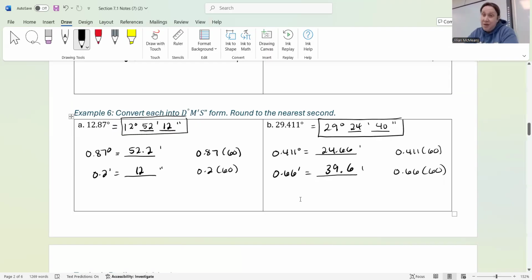So again, we're not really going to use this much outside of this right here, but make sure you understand those conversions, understand that there are ways to represent partial degrees, okay?